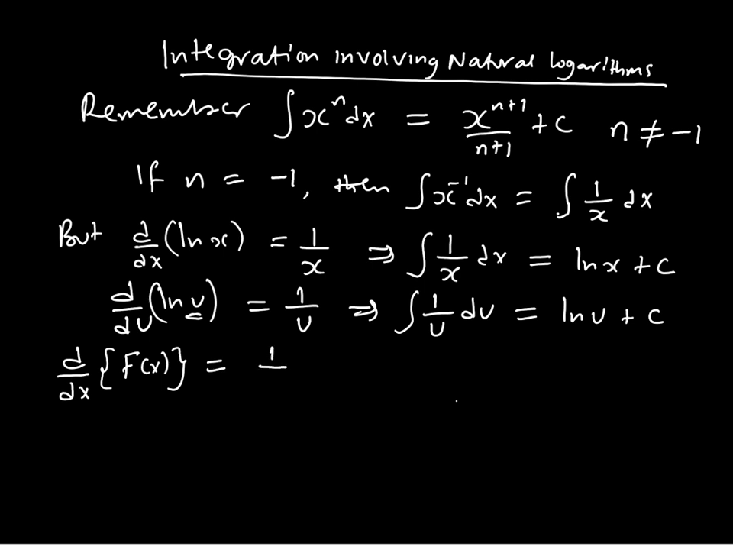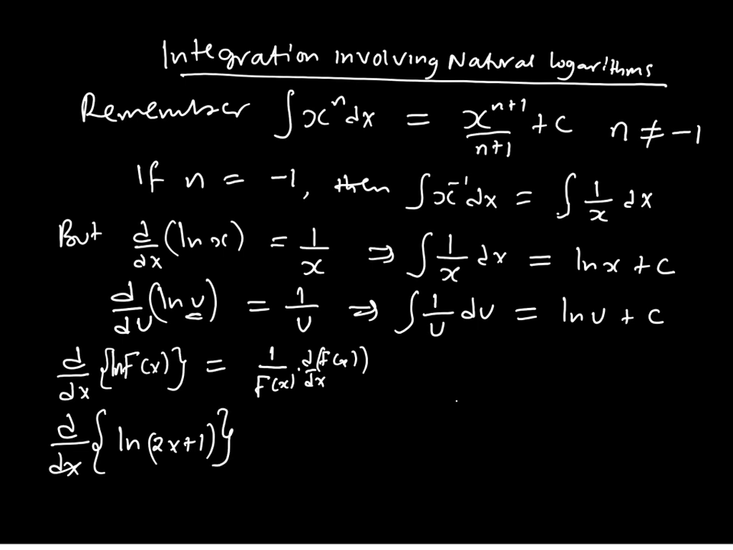Write 1 over that function of x, then differentiate the function f of x with respect to x. So you write 1 over the function times the derivative. This is the natural logarithm of a function of x. So d by dx of natural logarithm of, let me say, 2x plus 1. I want to differentiate the natural logarithm of 2x plus 1.